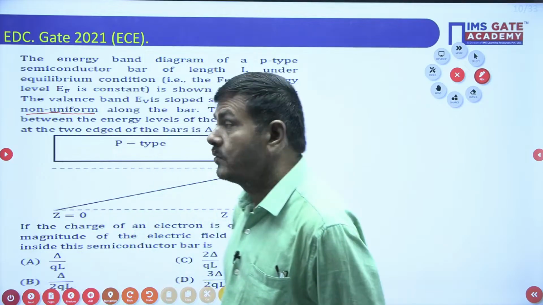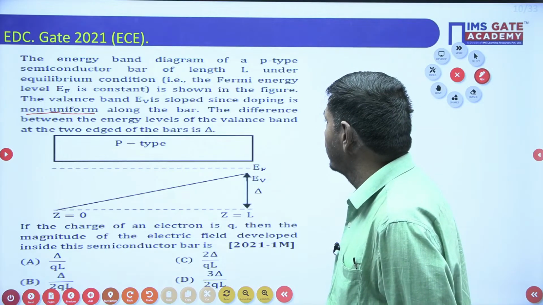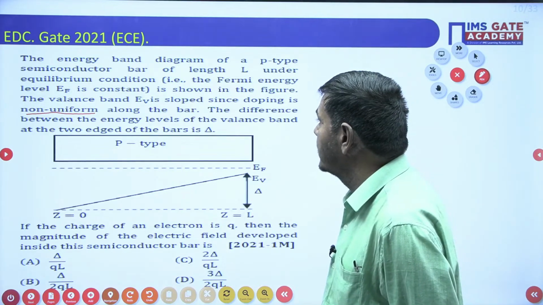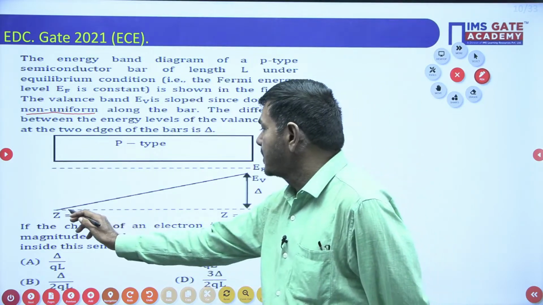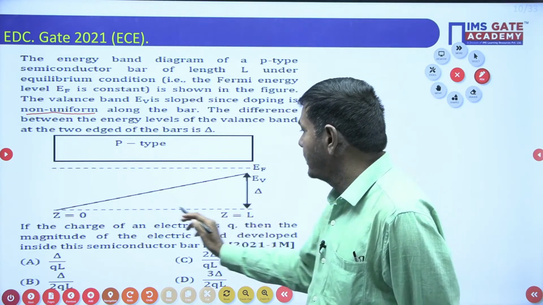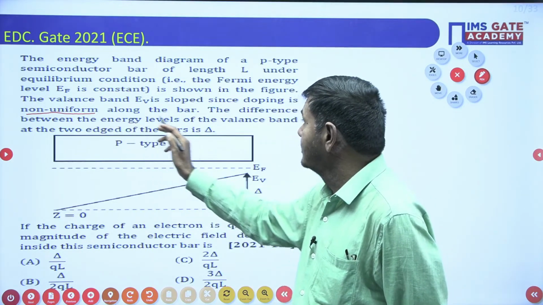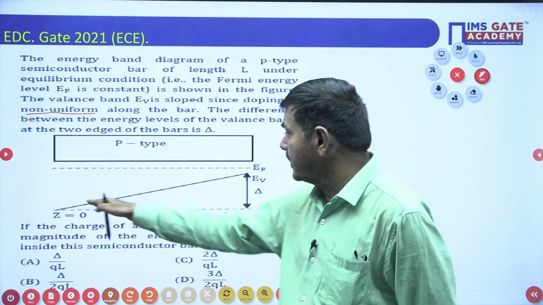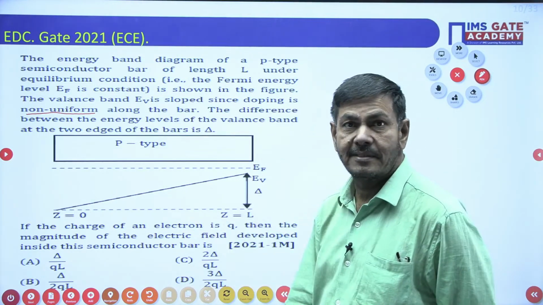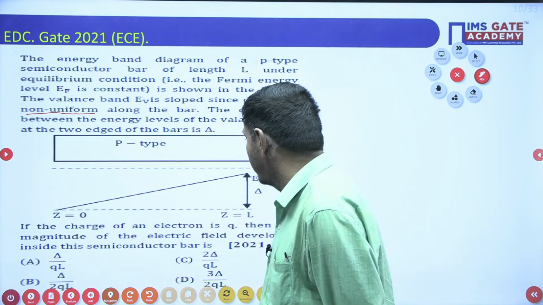Along the bar, the difference between the energy level of the valence band at the two edges of the bar is delta. That means the slope we are getting is because of the non-uniform doping. If it is uniformly doped, you will get one straight line only, with no slope. Here the slope we are getting is because of the non-uniform doping along the bar.